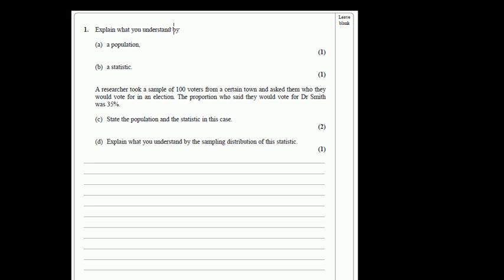Explain what you understand by a population. A population is all the required data.